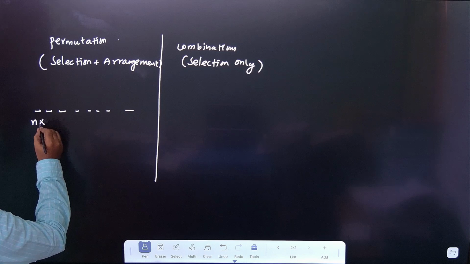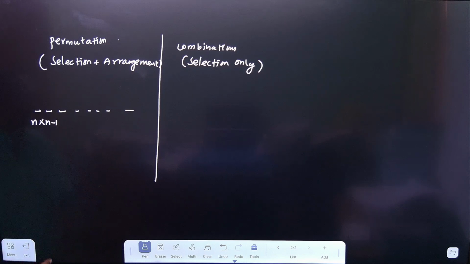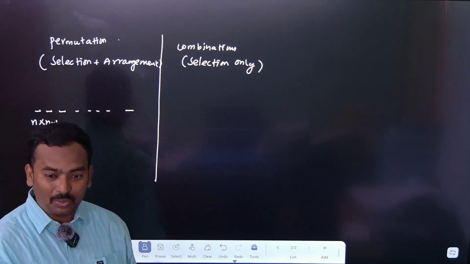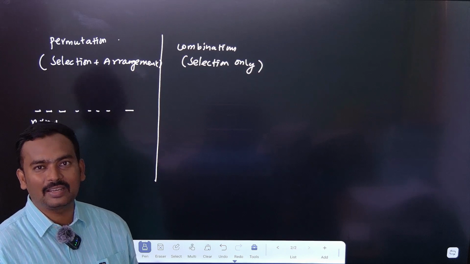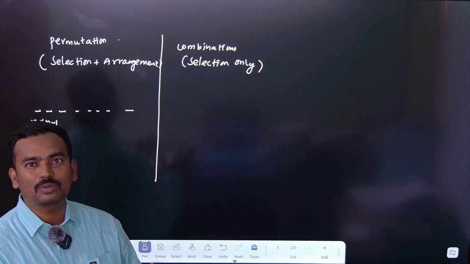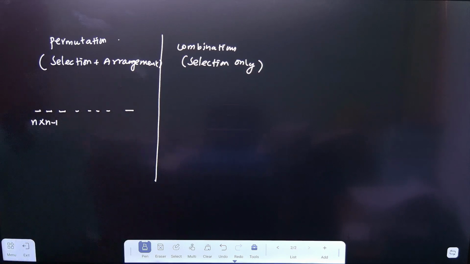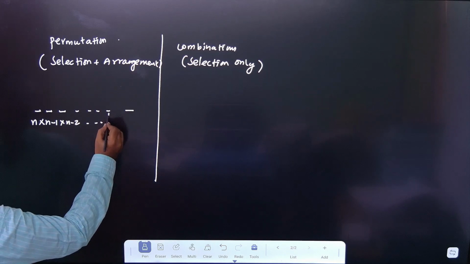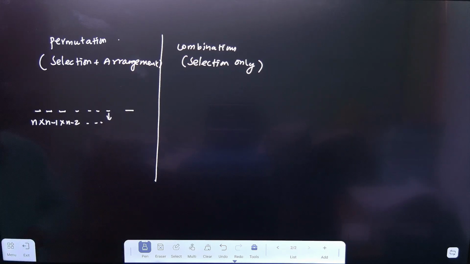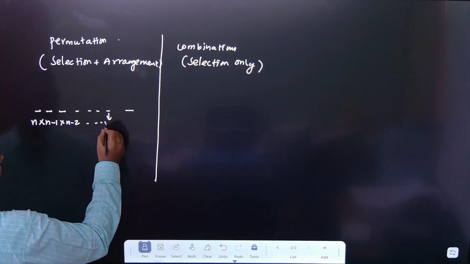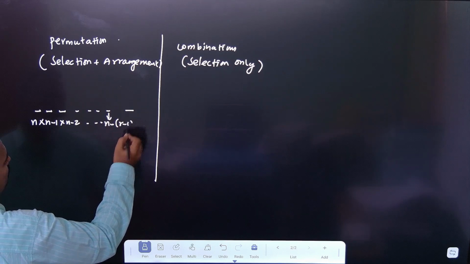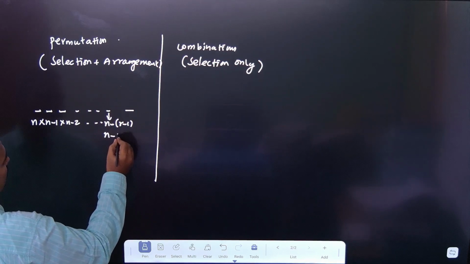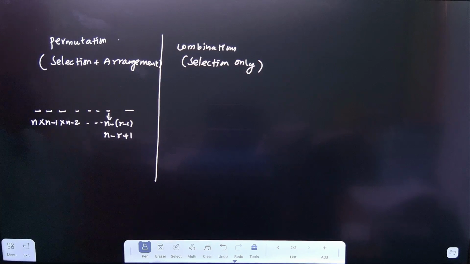Second one, n minus 1. Why are we multiplying? Because we need both things simultaneously, right? At the same time only is required. So n minus 1 and then n minus 2. Suppose the rth event is n minus (r minus 1), that is the n minus r plus 1th term. You can see, I will explain again.